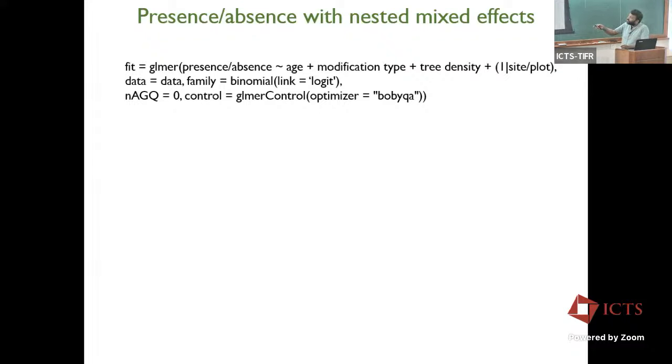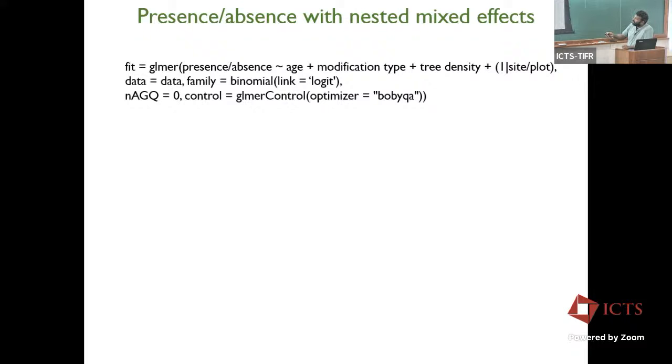So then you have this presence absence is a function of age, is a function of modification type, which is your blue and green, a function of tree density, and then you have your random effects, which is one with the intercept, you expect it to vary randomly with site and plot.